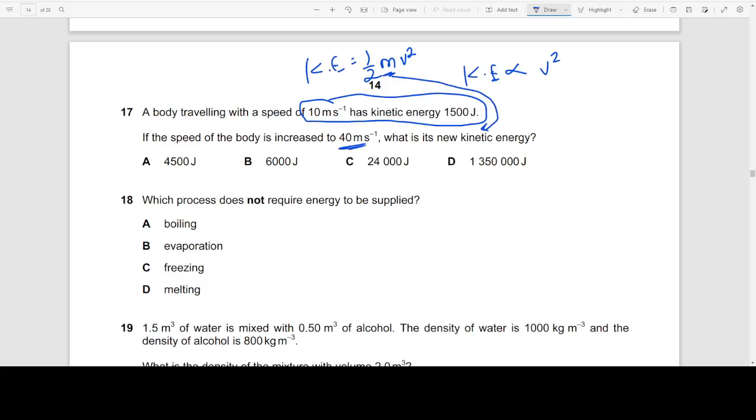So kinetic energy upon v square is constant, so 1500 joules upon 10 square is equal to the final kinetic energy upon 40 square, which means the final answer is C, 24,000 joules. You can of course do this using mass, but I find this method easier.